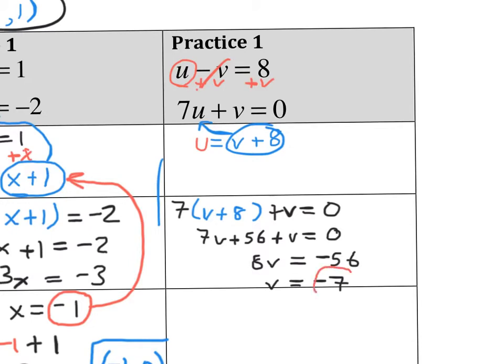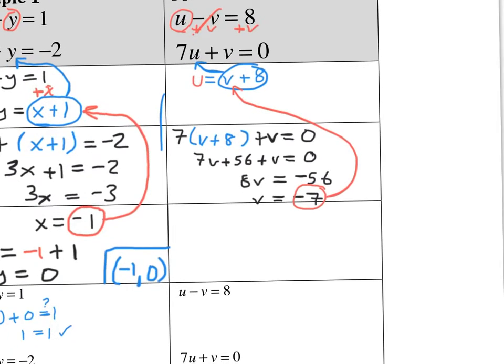All we do now is take this negative 7 and plug it right there into that equation. So now I bring down the u, and instead of a v, I put negative 7 plus 8. And so my u is positive 1. So I'm claiming, and we're going to go in alphabetical order here, so u comes first, 1, negative 7 is my answer.